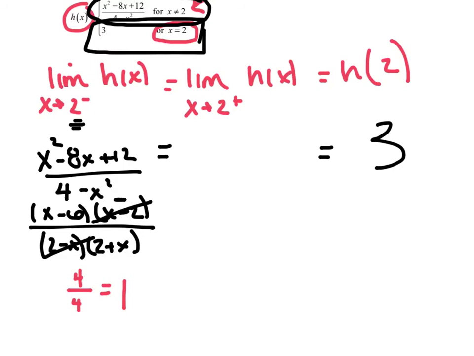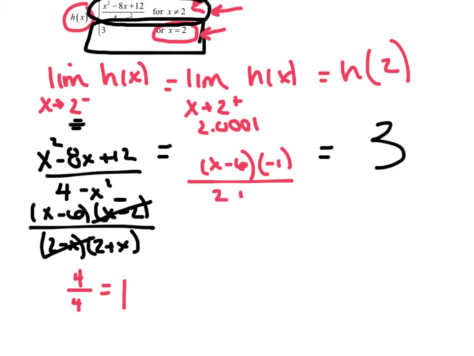Now it says 2 from the right, so pick a number to the right of 2, like 2.0001. Okay? Which equation would you use? Are you exactly 2, or are you not exactly the number 2? Well, clearly I'm not. I'm a little bigger than 2. I'm to the right of 2. So I'm using that same equation, which I've already factored and said it's the x minus 6, and I had a negative 1 on top, all over 2 plus x. And I'm carefully plugging in a 2, and I should get the same answer, of course, which is equal to 1, and does that equal 3?